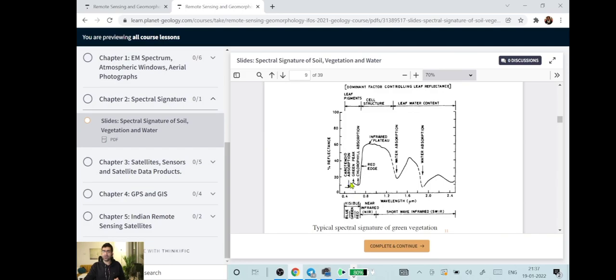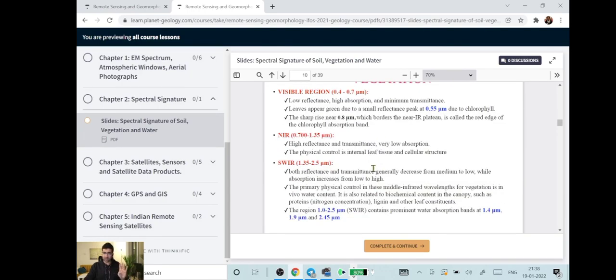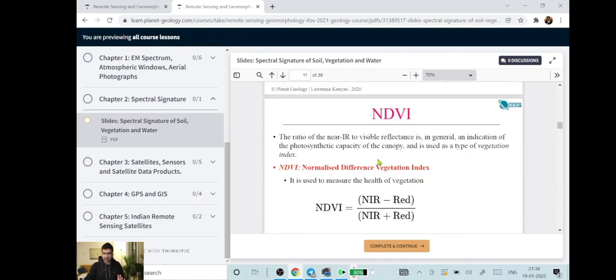The reason is leaf pigments. You have pigments in the leaf, for example chlorophyll, which absorbs visible light and reflects a little bit in the green region. For the infrared part, cellular structure is the reason. For this we will also study the spectral signature of water. Water absorbs in these bands very strongly. This is water absorption. You just have to memorize this. This is the main part, and then you can explain it in your own words also.